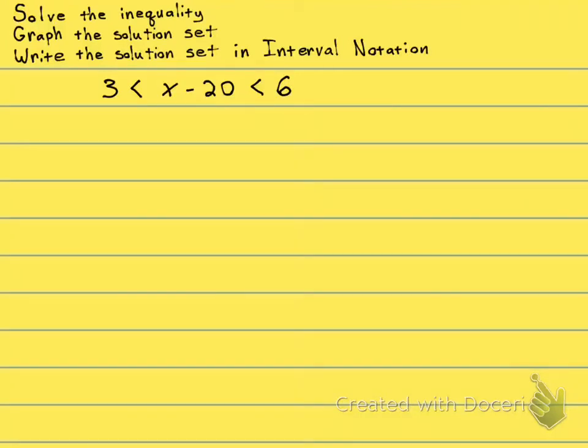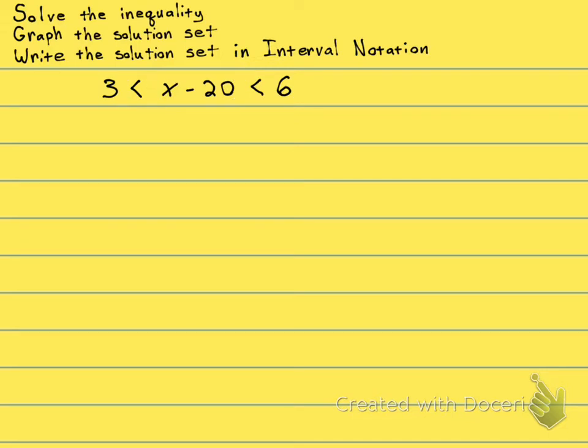I am going to solve this inequality, and then I'm going to graph the solution set, and then I'm going to write the solution set in interval notation. Okay, so one thing to note is that this is a compound inequality. It has more than one rule being applied. You see that this x minus 20 is greater than 3, and at the same time is less than 6.